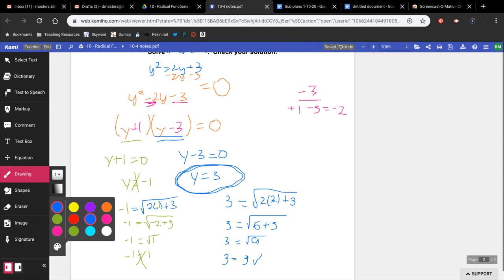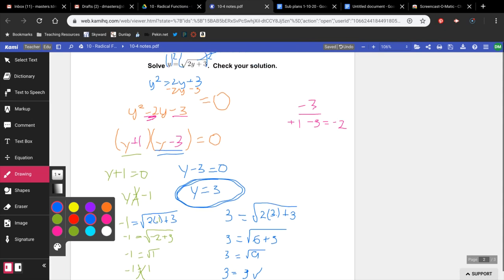Awesome. All right, so just to recap, we started with squaring both sides because our radical was already isolated. Then we got it to equal 0 here so that we could factor in our next line of work. Then we had two solutions, so we had to plug those solutions in to see if they would work. We found out the negative one was an extraneous solution, but that the positive 3 was okay.